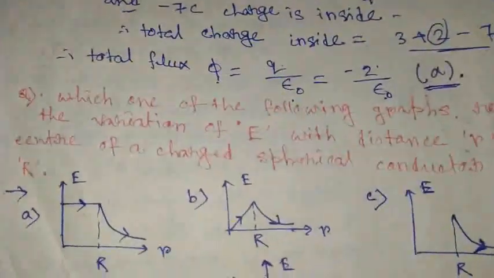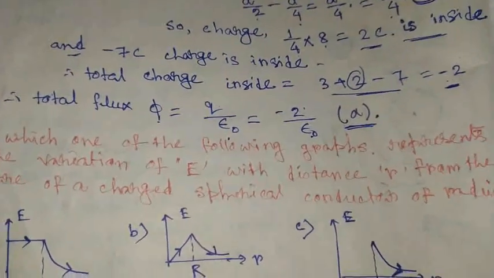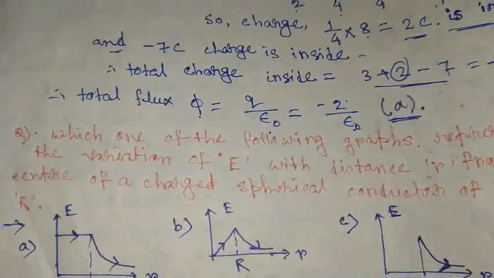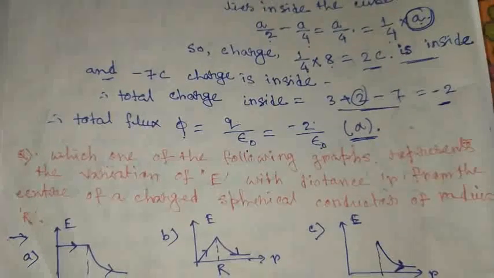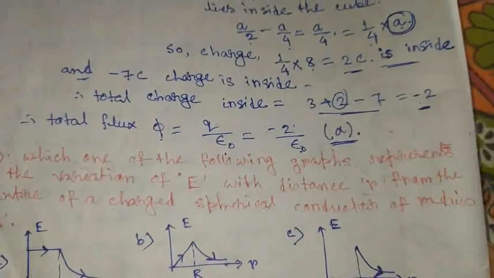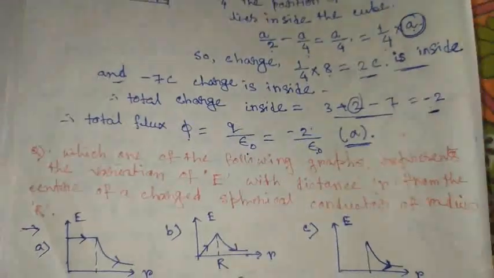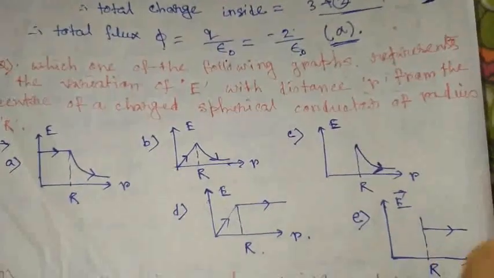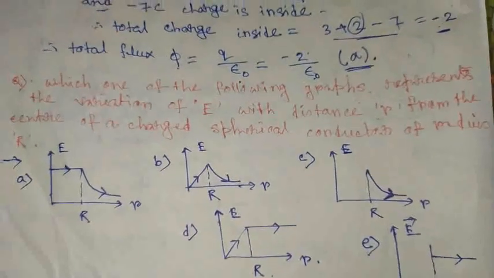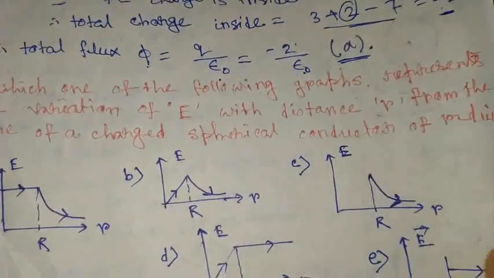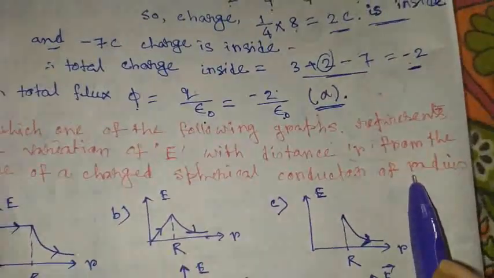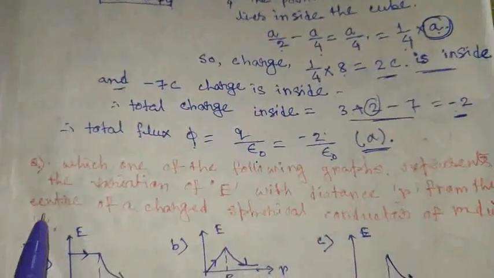Now moving to the next question. Which one of the following graphs represents the variation of electric field with distance r from the center of a charged spherical conductor of radius R? Now 5 options are given. It is said in this question that the radius of the given sphere is capital R.